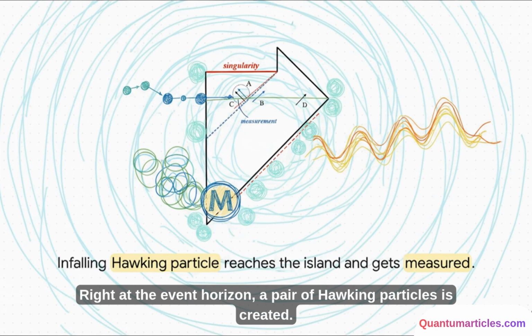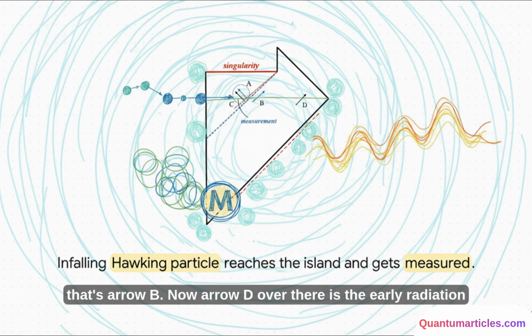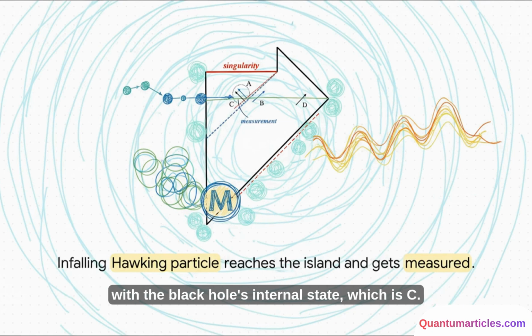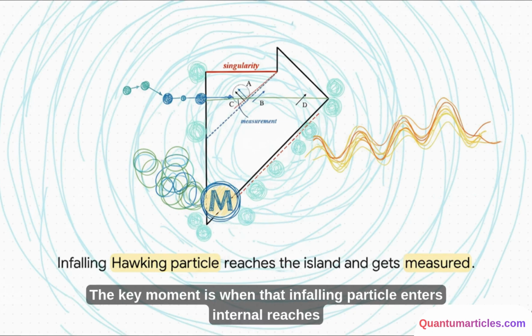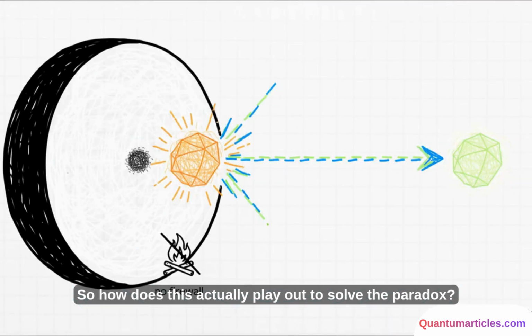Right at the event horizon, a pair of Hawking particles is created. One of them falls in, that's arrow A, and one escapes, that's arrow B. Now, arrow D over there is the early radiation that left the black hole ages ago, and it's still entangled with the black hole's internal state, which is C. The key moment is when that infalling particle A finally reaches the island and gets measured against the black hole's state.